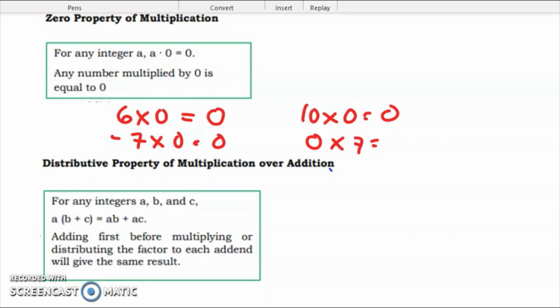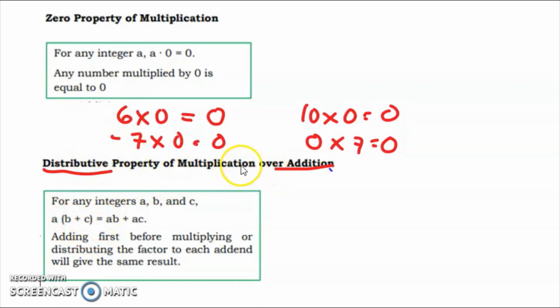Okay. Now, for our last property, we have the distributive property of multiplication over addition. Pag sinabing distributive, distribute, nagbibigay ka, di ba? So, if I have A multiplied by the sum of B plus C, kaya nga siya over addition kasi ang operation natin dito inside the parenthesis is addition.